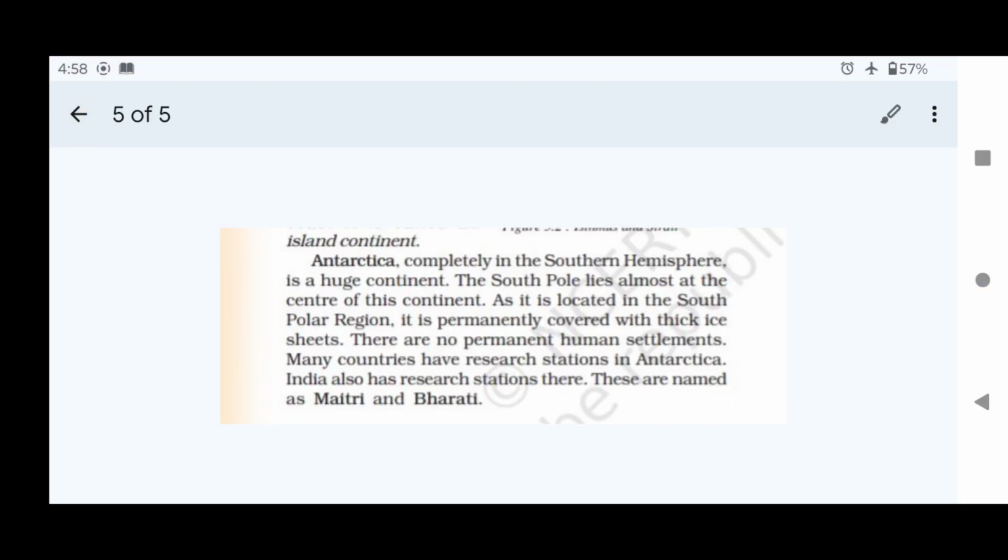Here is an excerpt from your NCERT book. Antarctica is completely in the southern hemisphere. It is a huge continent. The South Pole lies almost at the center of this continent as it is located in the South Polar region. It is permanently covered with thick ice sheets. There are no permanent human settlements. Many countries have research stations in Antarctica. India also has research stations there. These are named Maitri and Bharti.